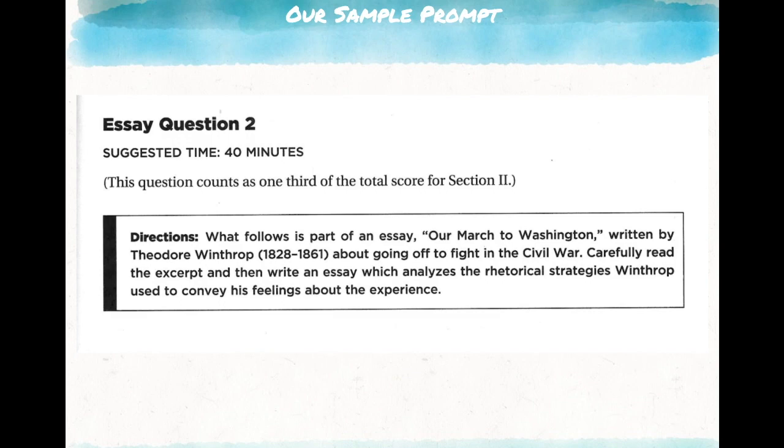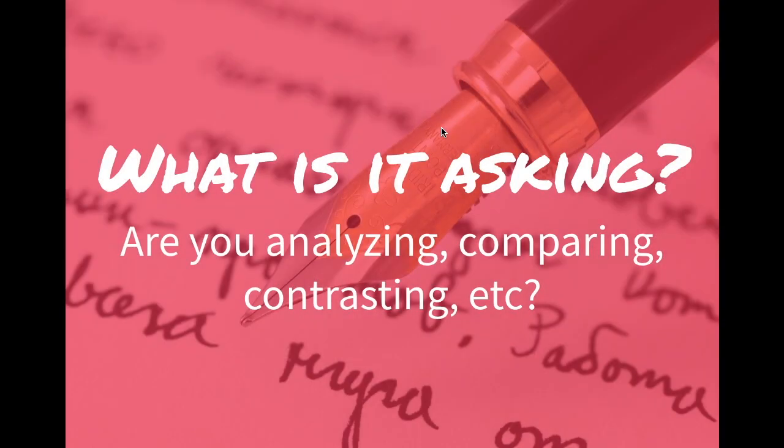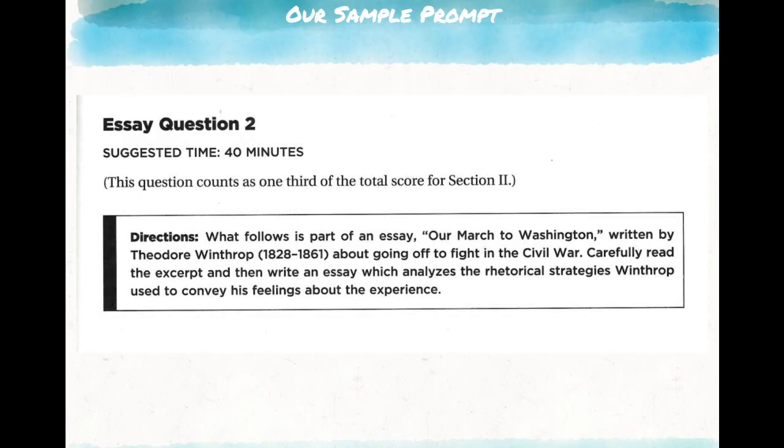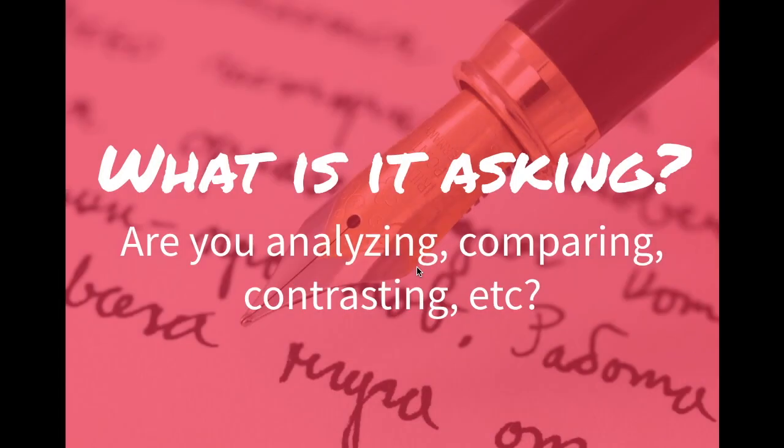So what follows is part of an essay, Our March to Washington, written by Theodore Winthrop about going off to fight in the Civil War. Carefully read the excerpt and then write an essay which analyzes the rhetorical strategies Winthrop uses to convey his feelings about the experience. I remember this is a powerful one. So, are you analyzing, comparing, contrasting, etc.? What are you doing? It literally says right there. You're analyzing.